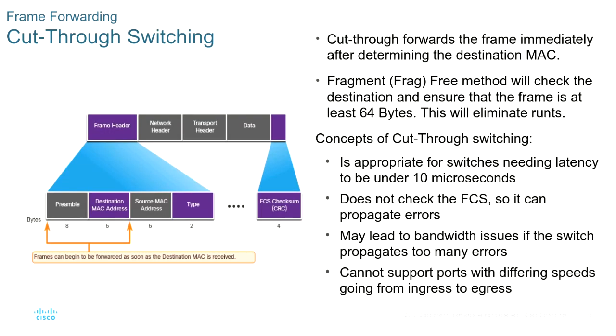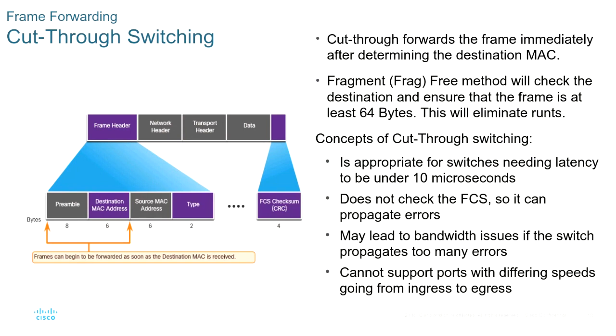Cut through says, well, let's look at that first header of the frame, and that's the thing that has the destination MAC address first. So as soon as the destination MAC address is received, that little purple destination MAC address in the bottom left-hand corner of your screen, it can go and start forwarding the data. It hasn't received the checksum yet. It doesn't know if this data is good. So it could send garbage.